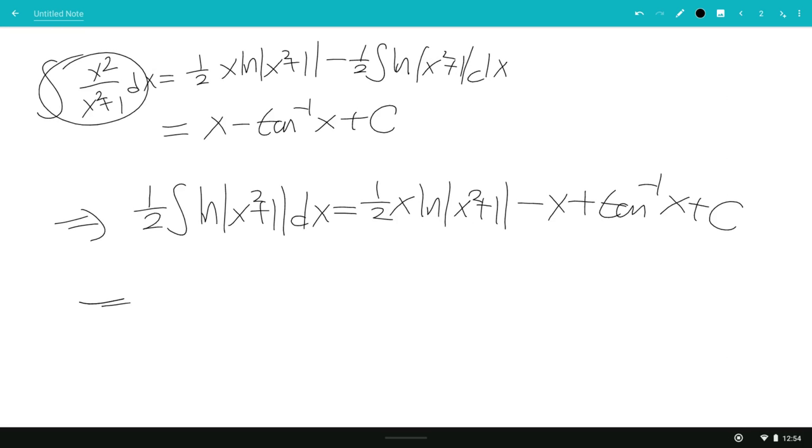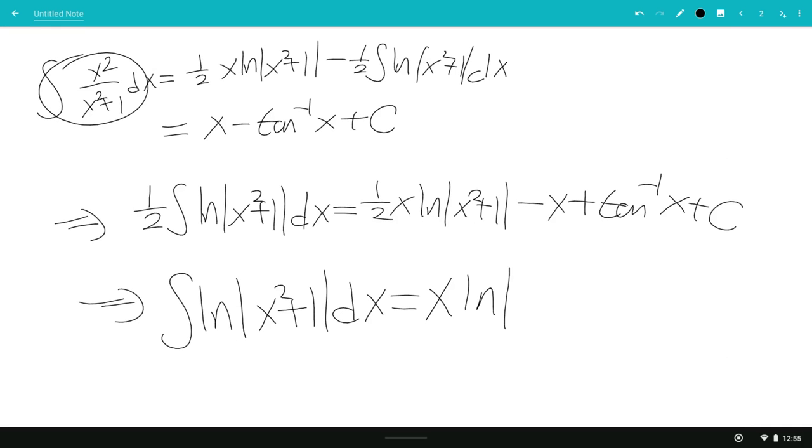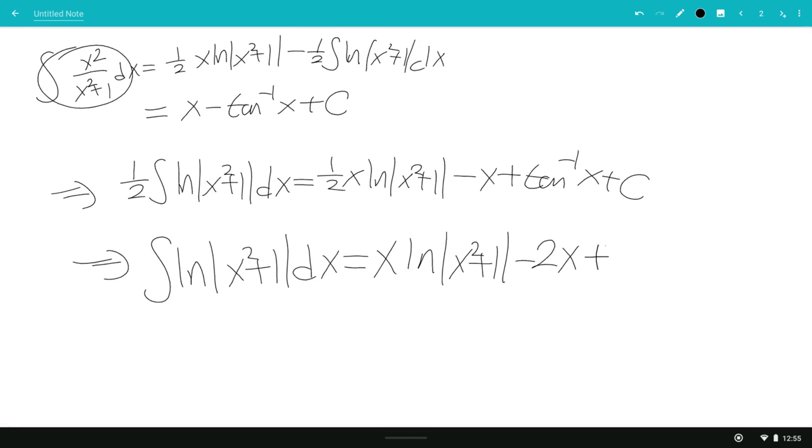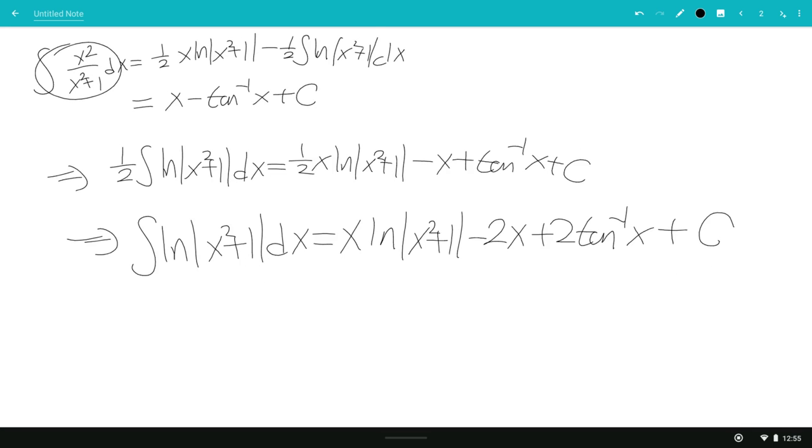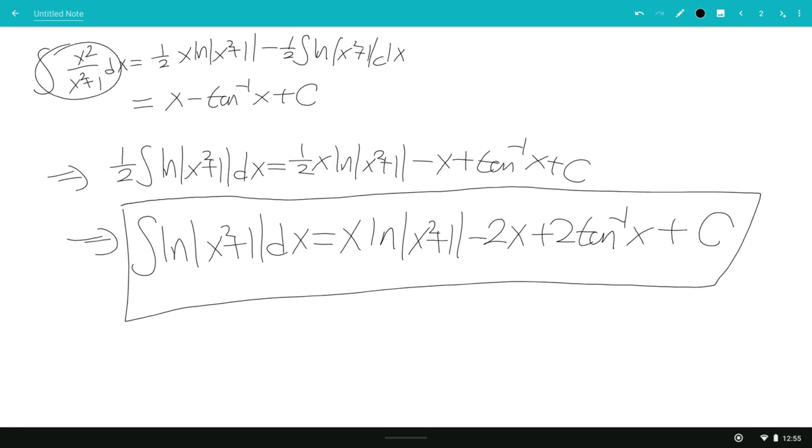If you multiply by 2, you get the integral of ln absolute value of x squared plus 1 dx equals x ln absolute value of x squared plus 1 minus 2x plus 2 inverse tangent x. 2c is the same thing as c, so we'll just write it as that. And that is the integral of ln of absolute value of x squared plus 1.